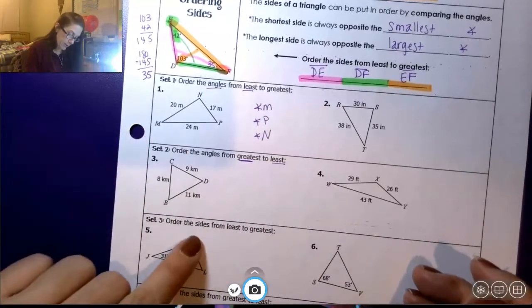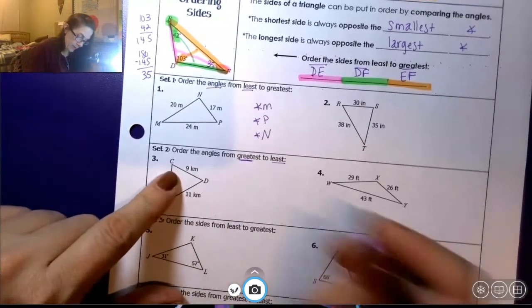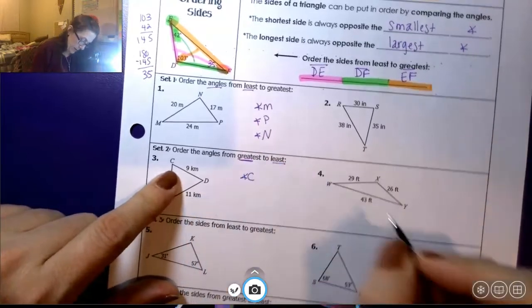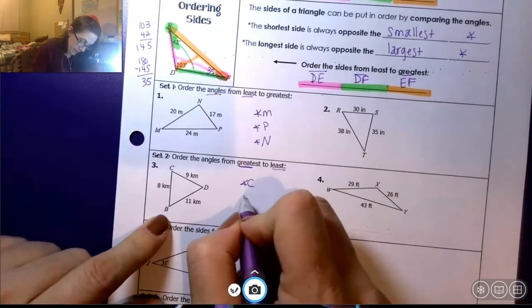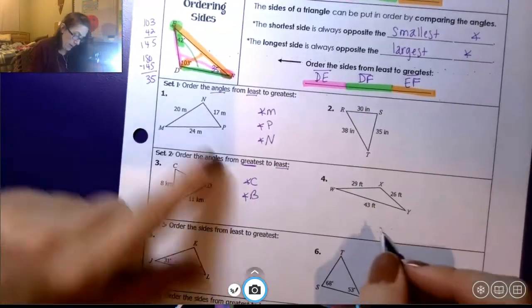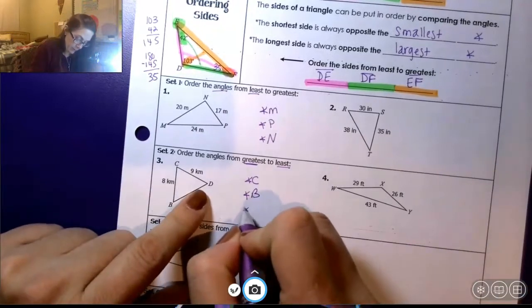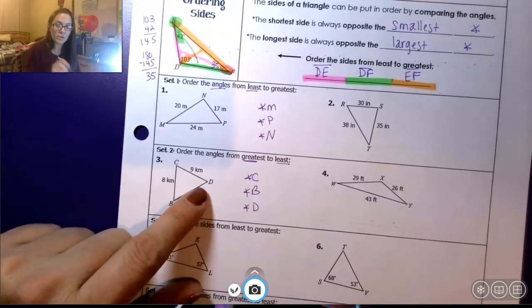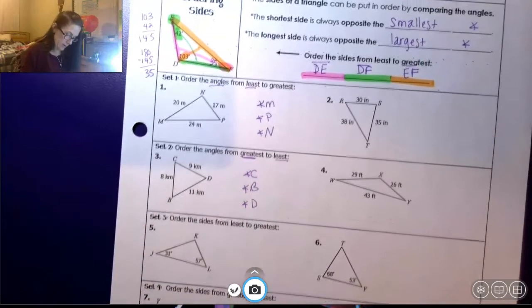Now the next one we're going to do is order of angles from greatest to least. So I'm going to start with the biggest one, which is 11, opposite of angle C. 9, opposite of angle B, is middle. And then 8 is opposite of D, which would be my smallest. So make sure you pay attention to the directions.